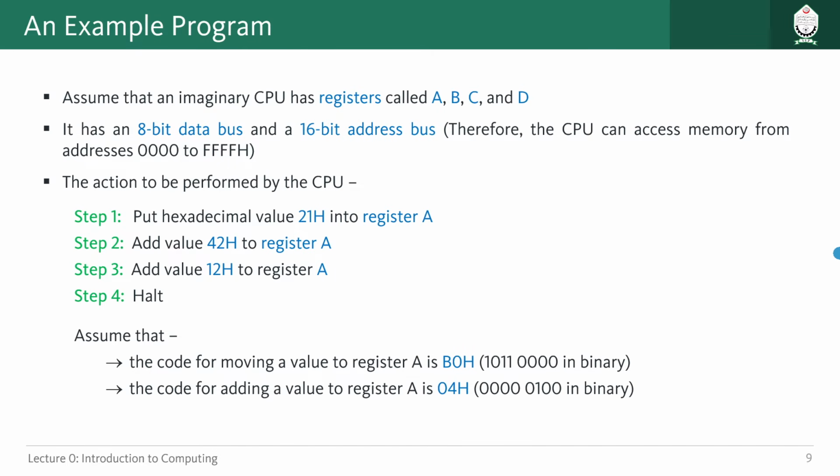So let's say we have an imaginary CPU which has 4 different registers: register A, register B, register C, and register D. And it has an 8-bit data bus and a 16-bit address bus. Okay, so therefore the CPU can access a memory from 000 up to FFFH. This is important, like FFF, this is obviously hexadecimal because we have an H sign here, right? Basically you can also write this in this way, right? 1 1 1 1 1 1 1 1.